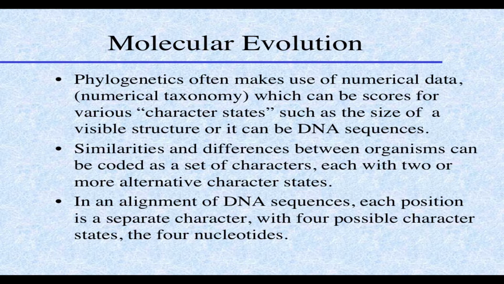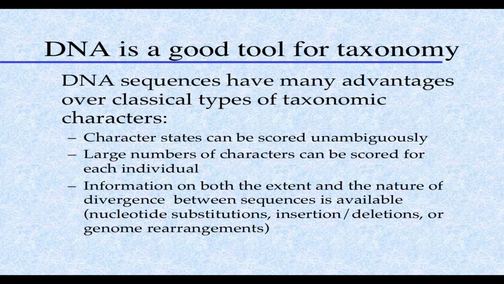Also, there's a very large number of possible characters when you start working with DNA sequences. Potentially any sequence in the whole genome of an organism, any base, can be a character. Frequently, you focus on a particular gene of interest or even just a few taxonomically relevant characters. But if you need more, they are available. So characters are unambiguous, there's a large number of characters, and information about the extent and nature of divergence is available.